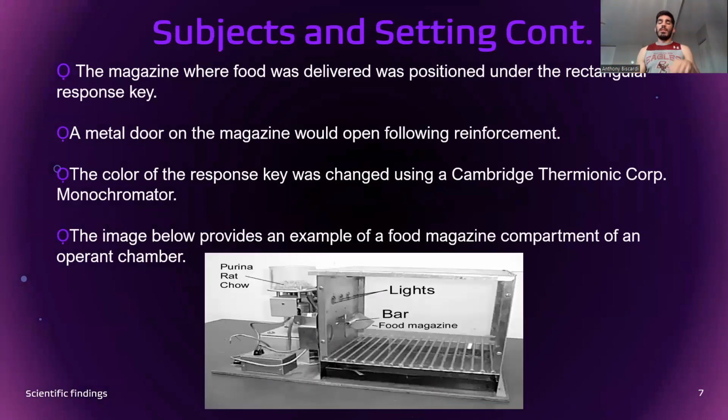So under the rectangular key, there was a magazine. That's where food was delivered, and there was a metal lid or door that would open and allow them to grab the food from it. And then they changed the color of the response key using some monochromatic light.